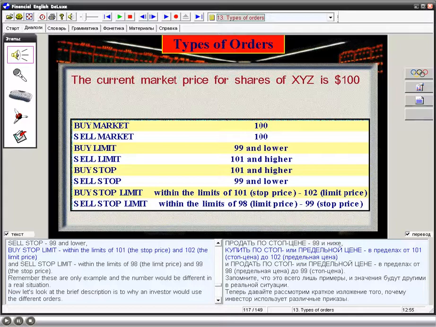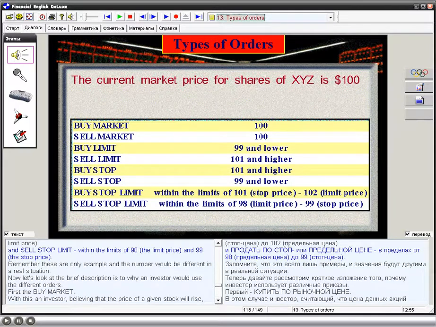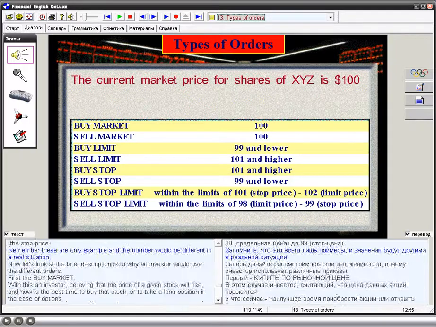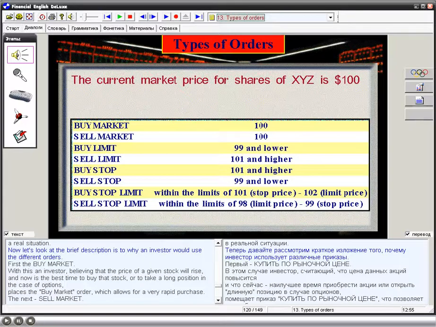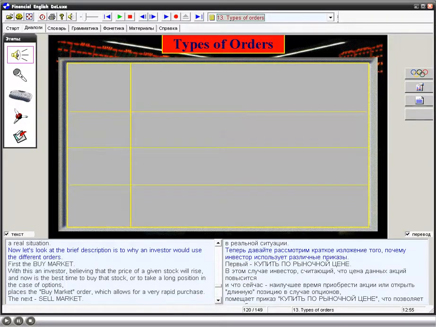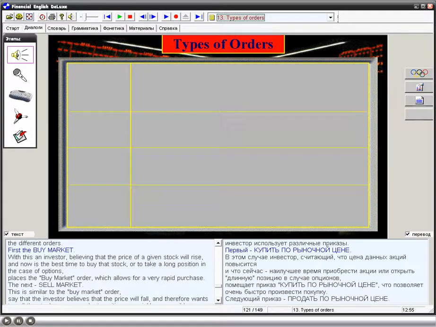Buy stop limit within the limits of 101, the stop price, and 102, the limit price. And sell stop limit within the limits of 98, the limit price, and 99, the stop price. Remember, these are only examples, and the numbers would be different in a real situation. Now, let's look at a brief description as to why an investor would use the different orders.